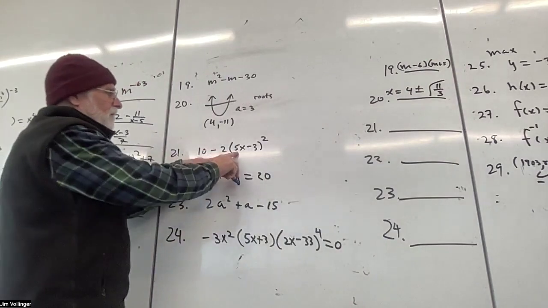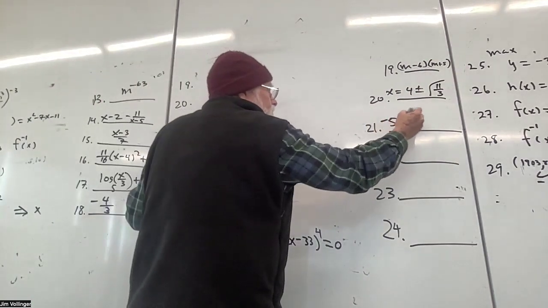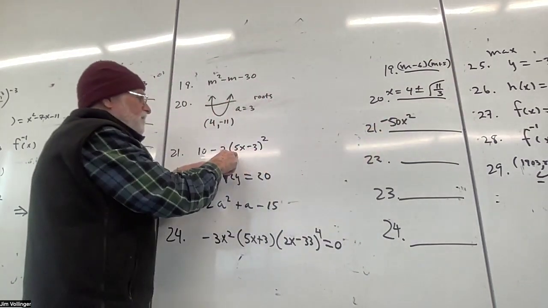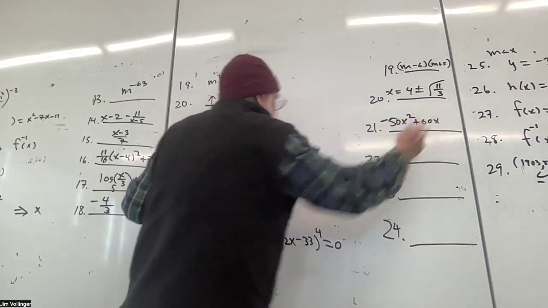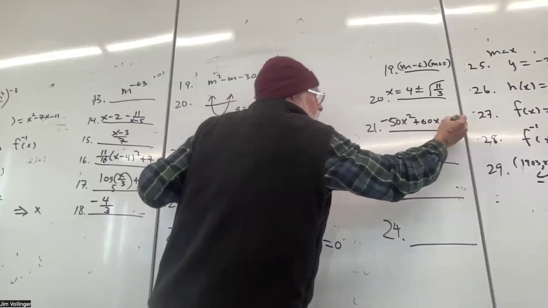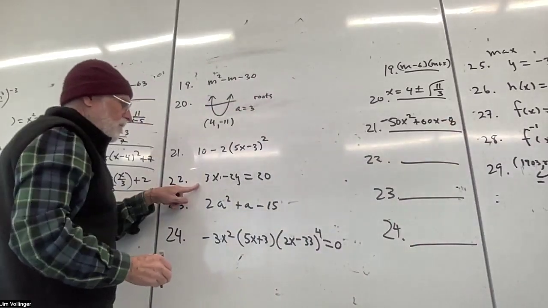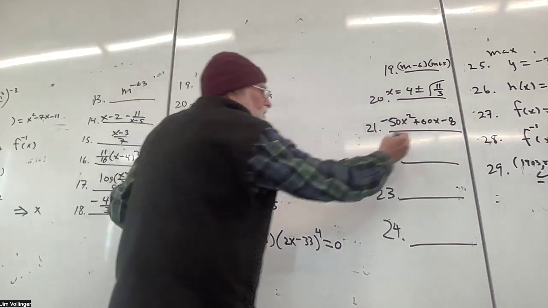All right, 5x squared, 25x squared minus 2, minus 50x squared. Minus 3, minus 15, doubled, minus 30 times minus 2, 60x. 3 squared 9 minus 18, 10 minus 18 minus 8. 22. Find the x and y intercepts. Cover x up, you got your y-intercept, 0, negative 10.